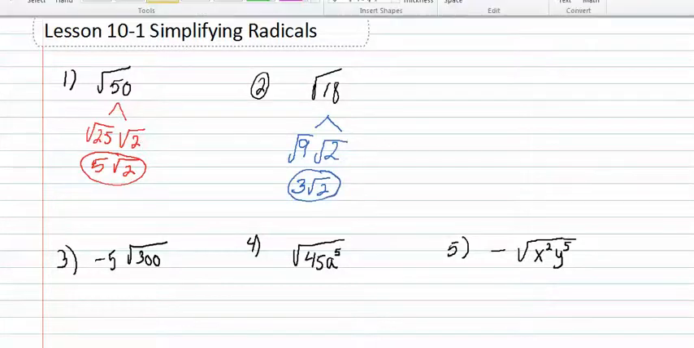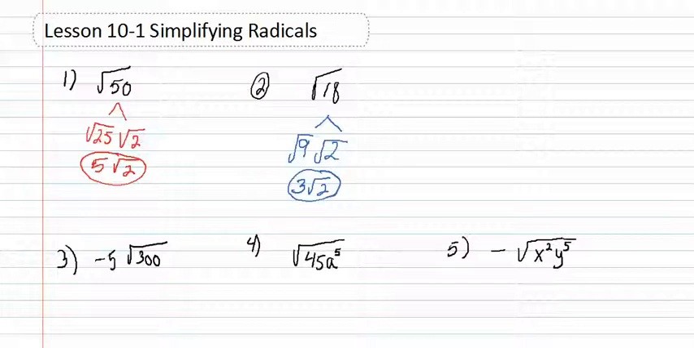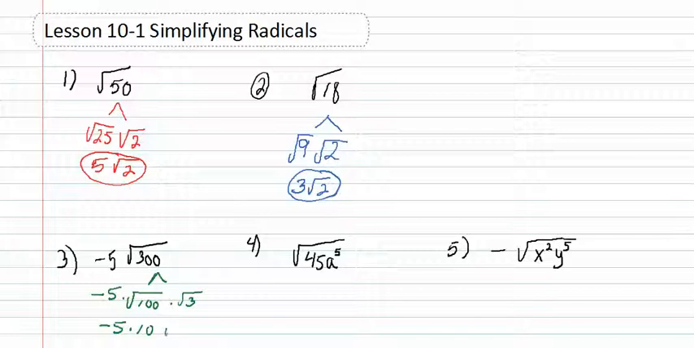Okay, the next one, we have a negative 5 on the outside. I'm going to keep that negative 5. I'm going to break down my radical, the square root of 300, and find a perfect square, which is 100, because 10 times 10 is 100, times radical 3. The square root of 100 is 10, and so this is a multiplication problem: 10 radical 3. Then negative 5 times 10 is negative 50 square root of 3.